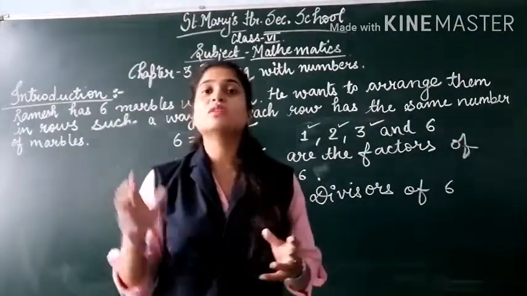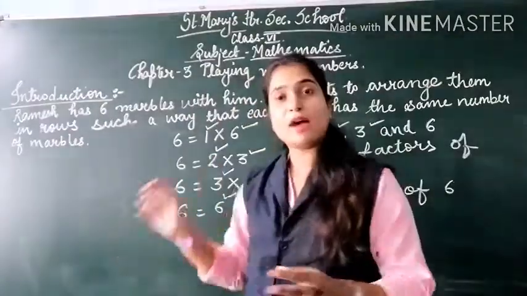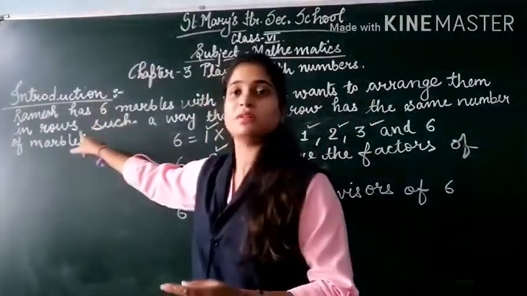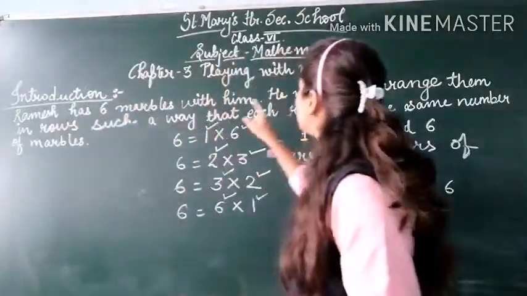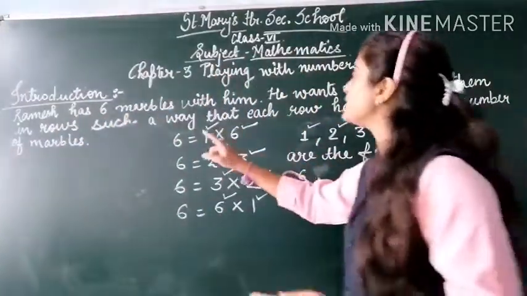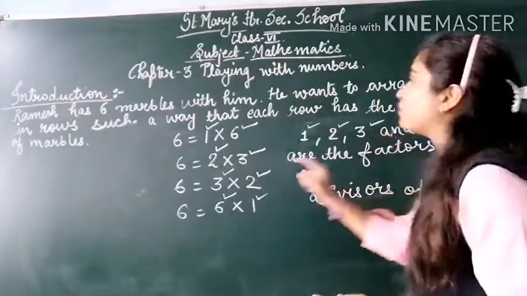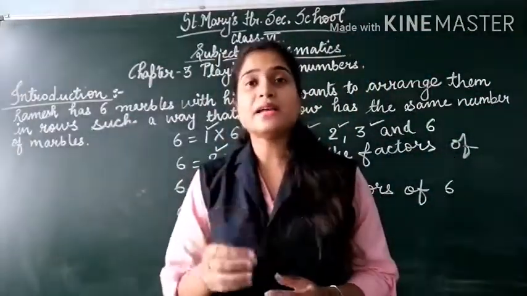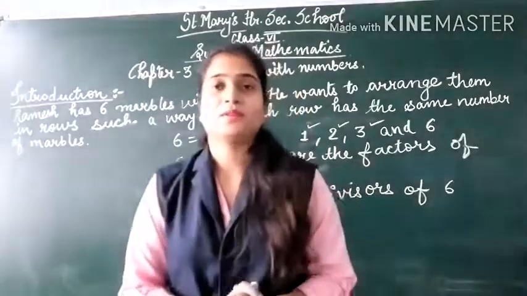Now try to solve the same question here, but in place of 6 marbles, you have to use 18 marbles. Ramesh has 18 marbles with him. He wants to arrange them in rows in such a way that each row has the same number of marbles. Try to solve that question and you will get the exact divisors of 18.